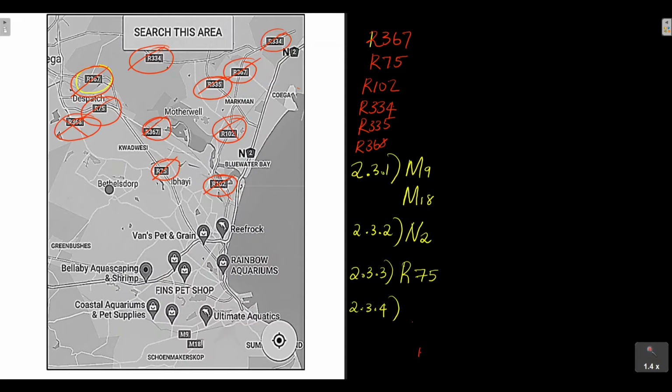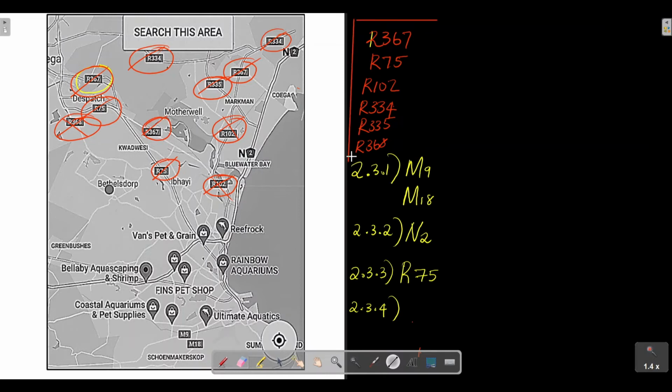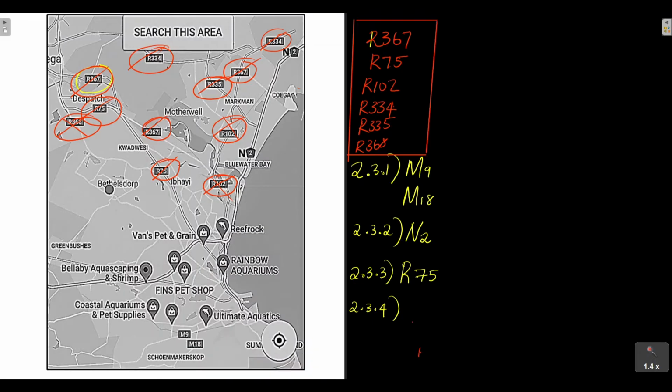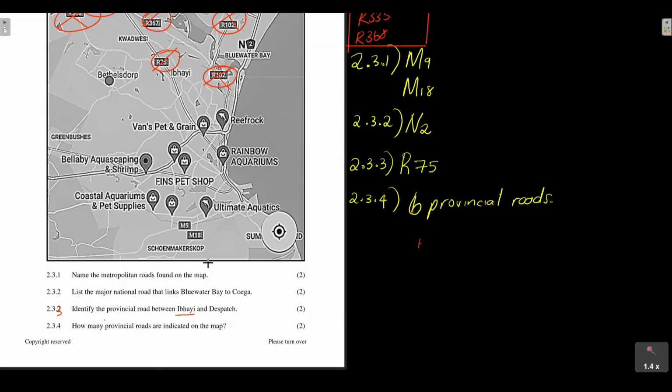Okay, so then you're just gonna go through this again, just one last time to check to see if you've basically covered all your roads. Okay, and we see that we actually have all our provincial roads listed here, right? So all that's needed for us to do now is just count how many we have, right? So it's 1, 2, 3, 4, 5, 6. Therefore, we can conclude that we've got 6 provincial roads that are indicated on this map. Okay, and we are done with question 2.3.4.